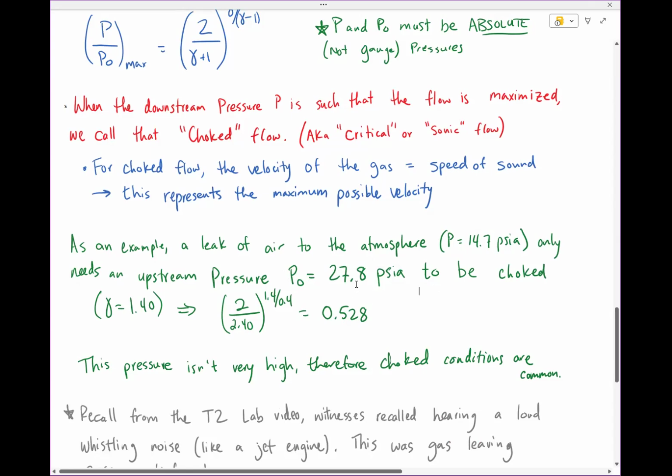So imagine your tire pressure, for example, is what, 34 psi, and that's gauge pressure. So the actual pressure inside your car tire is even higher than that. If your car tire were to be punctured, you would definitely hear the sound of air rushing out of that tire, indicating that the flow is choked.